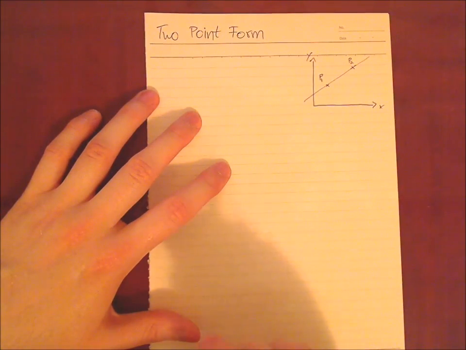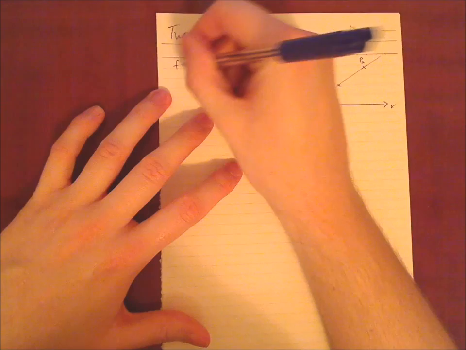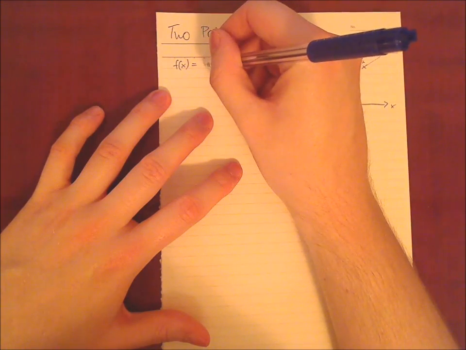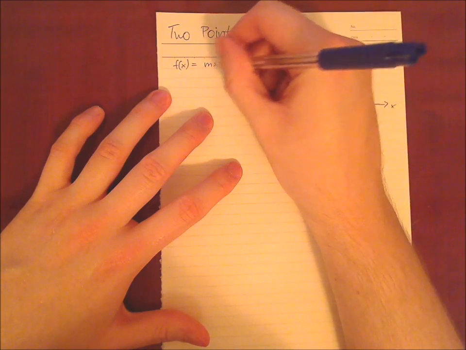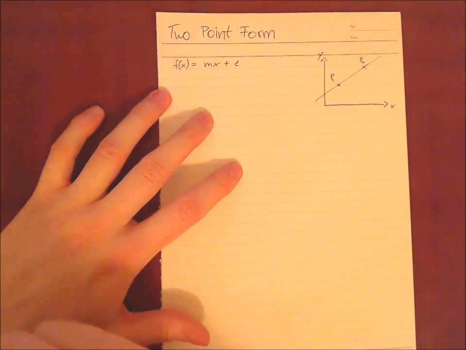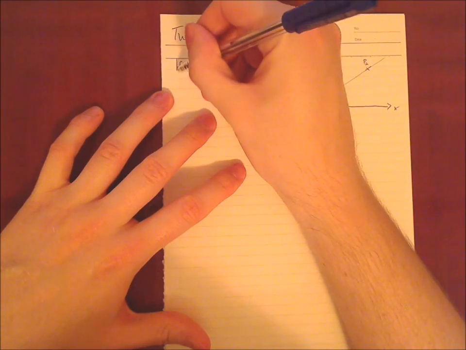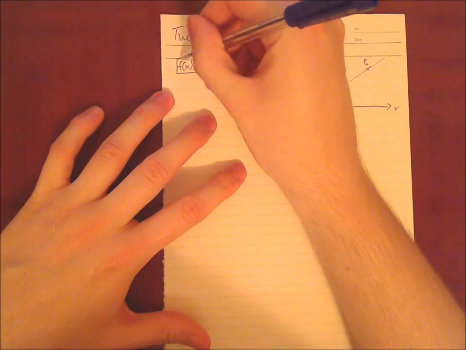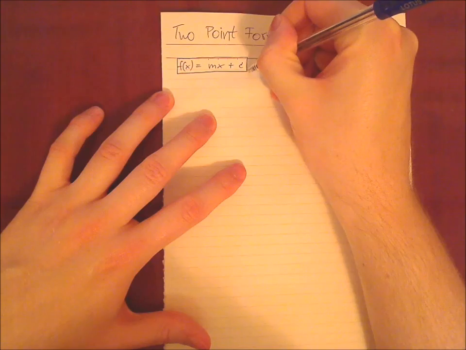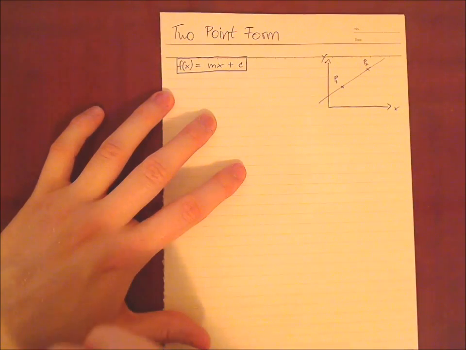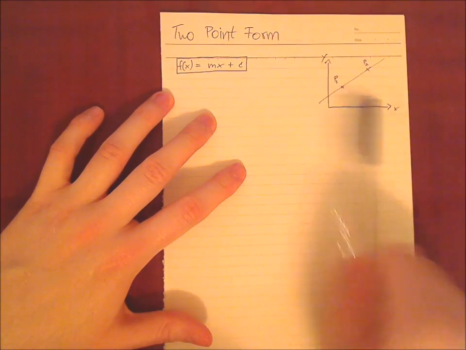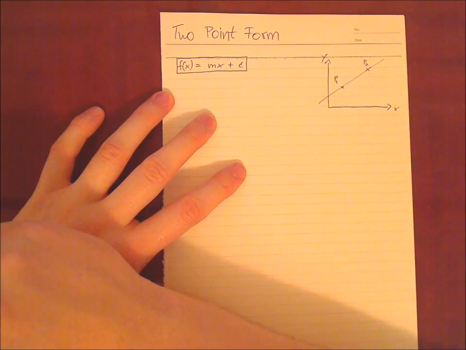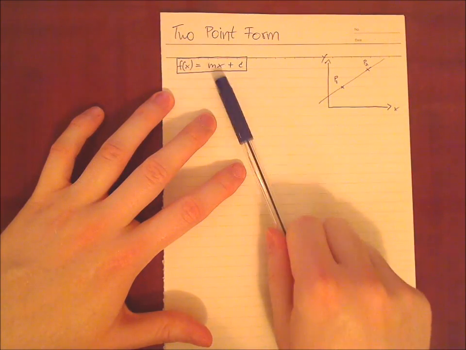The general linear function is something like this. We have f of x equals mx plus c. So this is actually already half of the solution. This is important to memorize. This is a general linear function. That means that all linear functions in the two-dimensional area can be described by this expression.